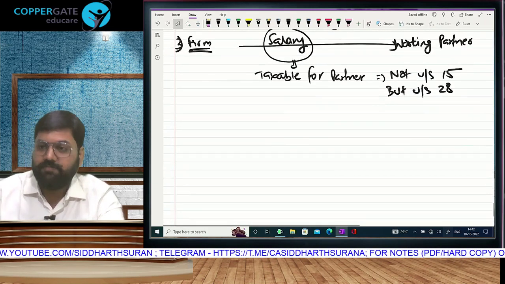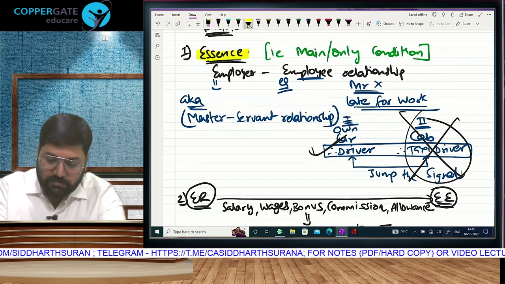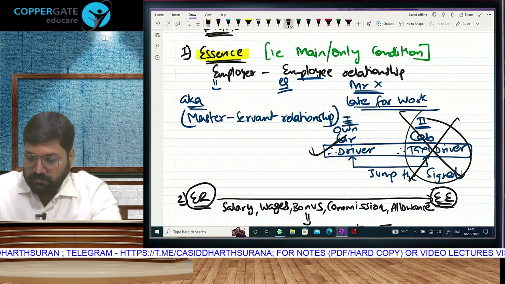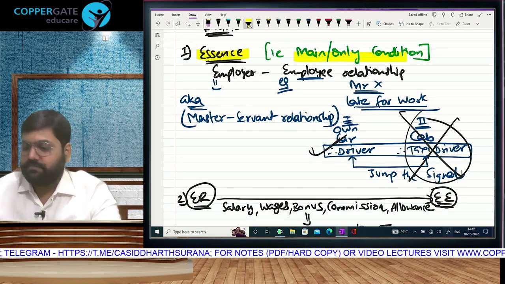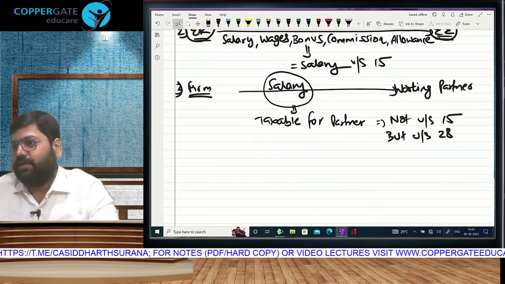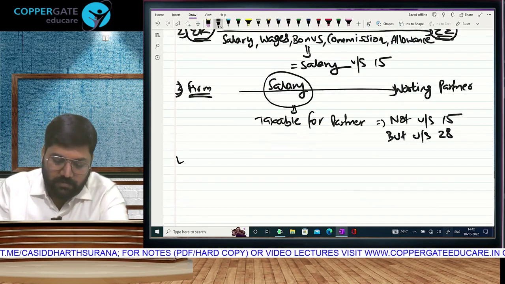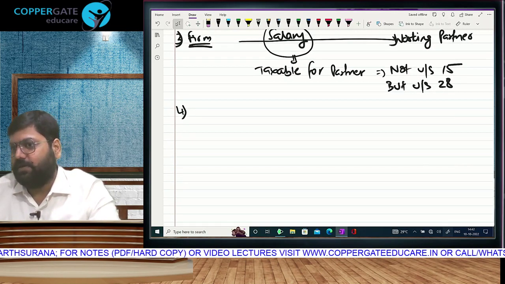So what is the most important, you understand now why we call it the essence, why we call it the main condition, or rather the only condition? Because only on the basis of this you can decide whether the income will come under salary or not. Are we 100% clear about the employer-employee relationship?